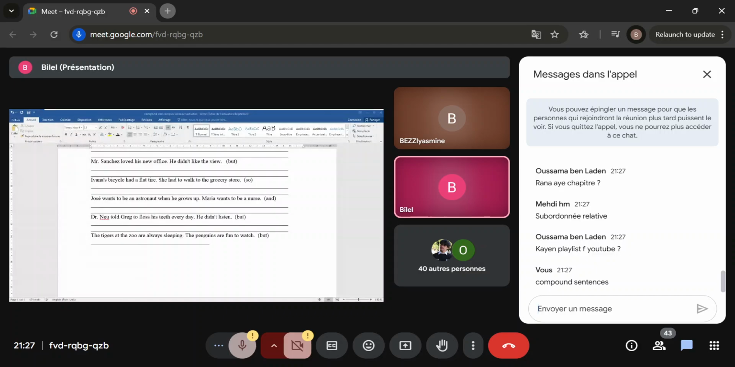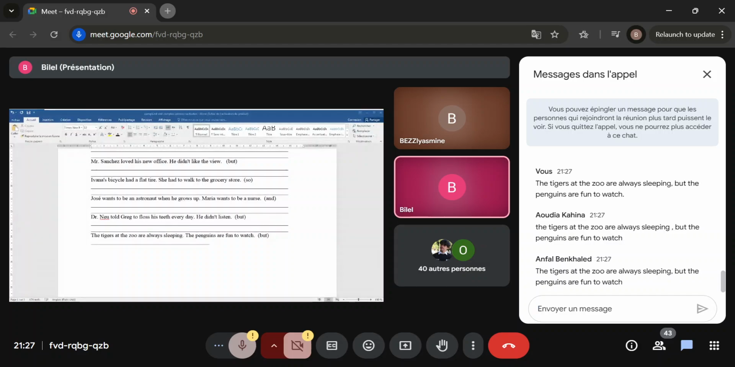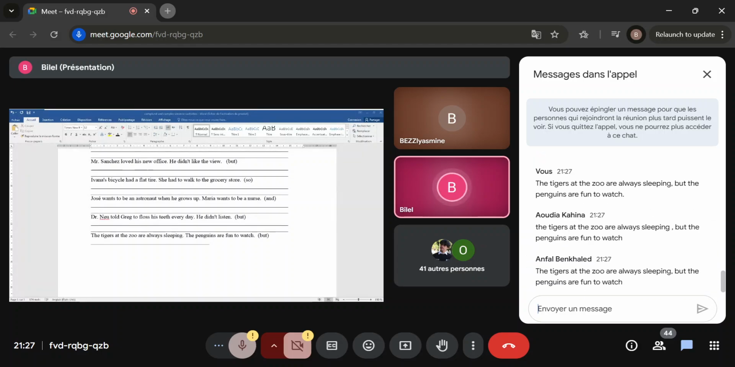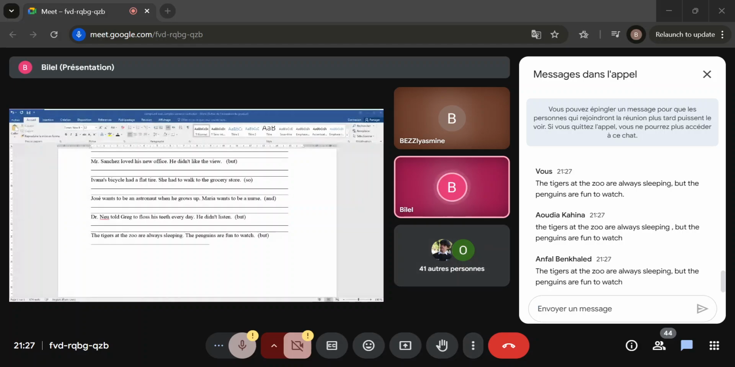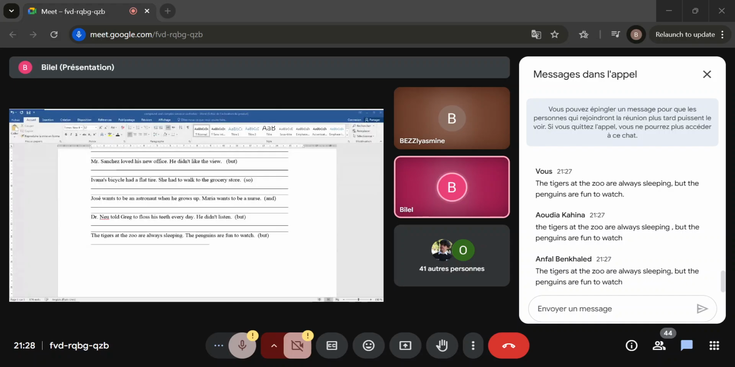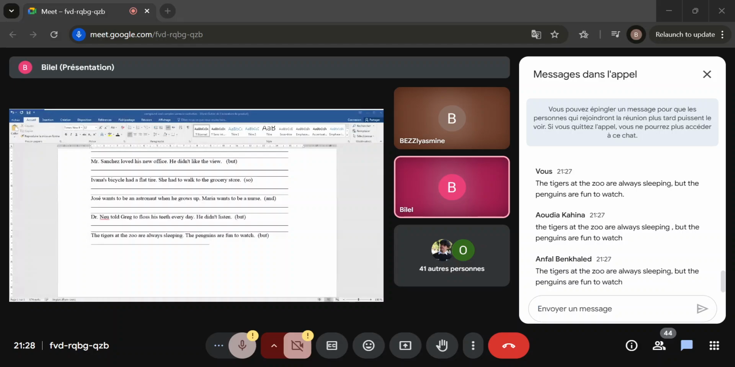The last one. The tigers at the zoo are always sleeping, comma, but the penguins are fun to watch. Correct. You need to remember that. Be careful when you put a coordinating conjunction, you need to put a comma before it. Bear in mind this rule. This is the correct structure of the compound sentence. So I think you got the rule.